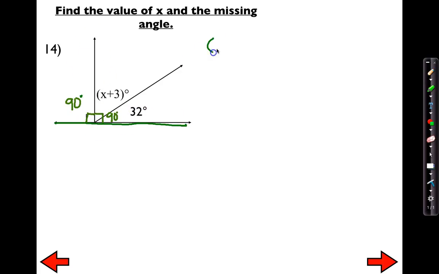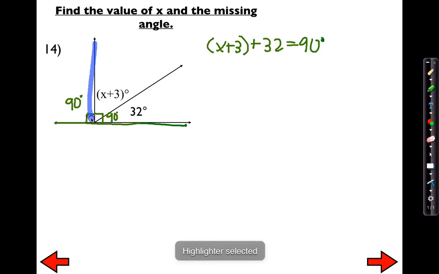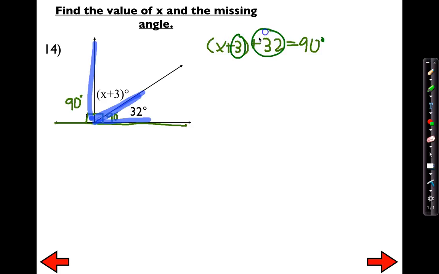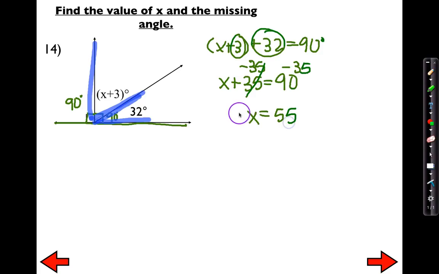So I'm going to go ahead and say x plus 3 plus 32 is 90, because again, these angles here add up to 90 degrees. So here we can combine these together, leaving us with x plus 35 equals 90. We're going to do the inverse operation by subtracting 35 from both sides, leaving us with x equals 55.